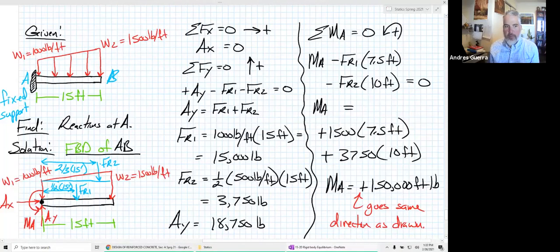Same thing for AY. Imagine, what if I drew AY going down? Nothing wrong with that. If I drew AY going down, wouldn't I find a negative number for AY, which just tells me, oh, you know what? It needs to go up, not down. So we can pick any direction for our reaction forces. The math will work it out for us.